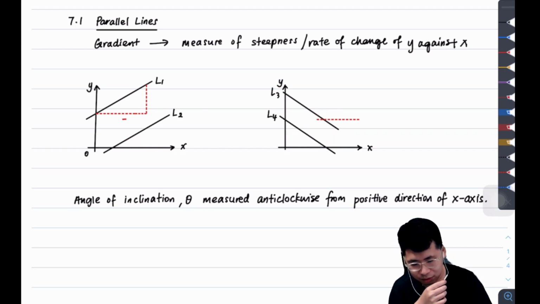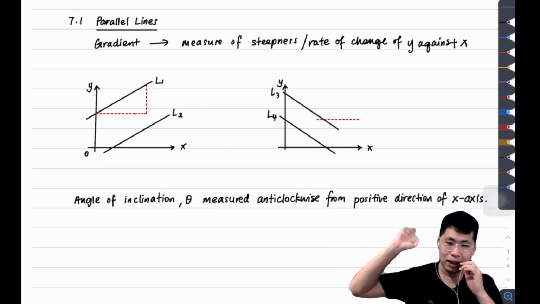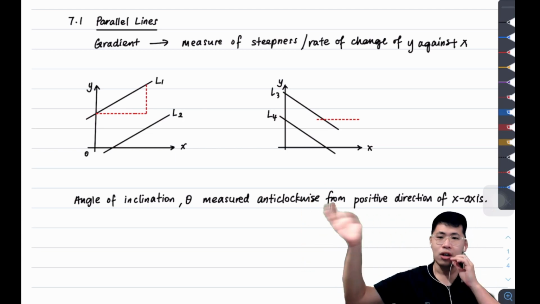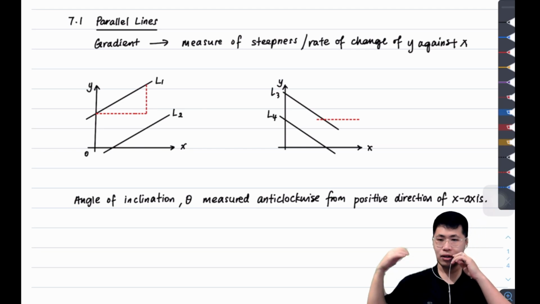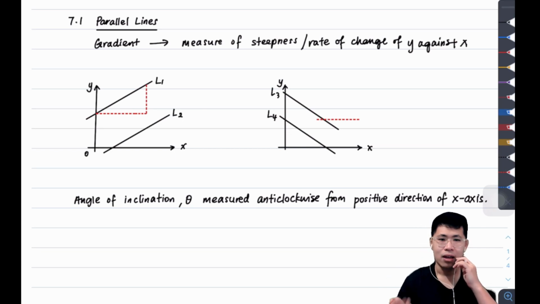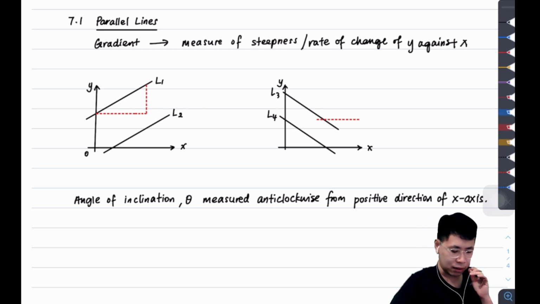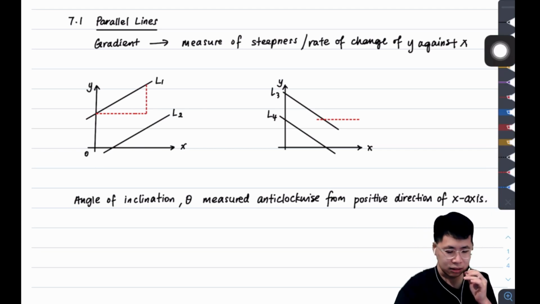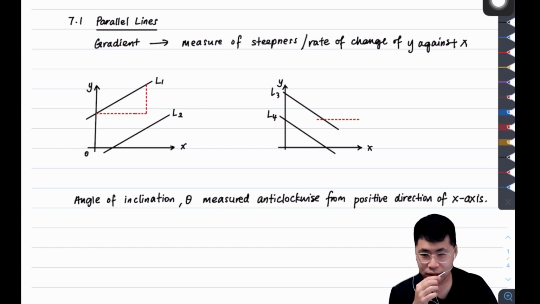With this, we have the first set of information that we need to look at. First and foremost, we need to take a look at the left set and the right set. On the left, you have your lines L1 and L2. For the right set, you have your lines L3 and L4. As you can see, L1 and L2 are parallel. L3 and L4 are also parallel. Before we talk about them being parallel, let's talk about the angle of inclination.